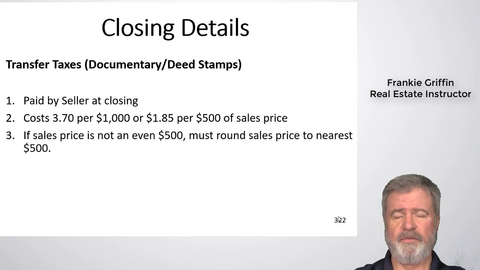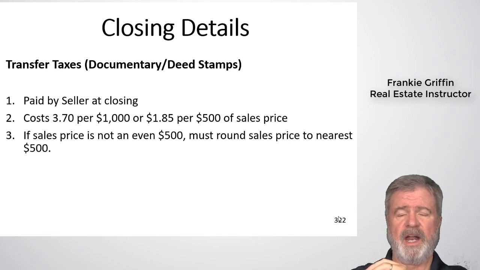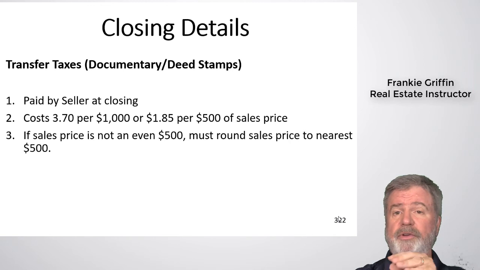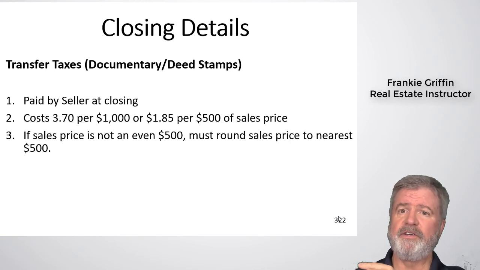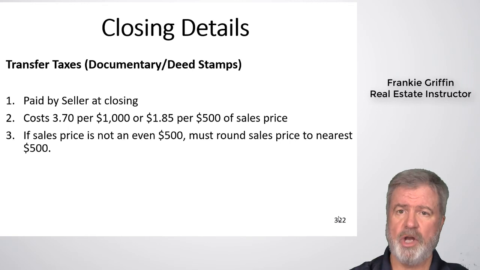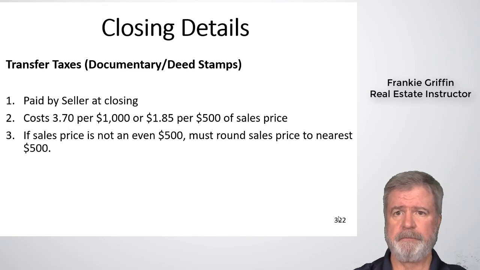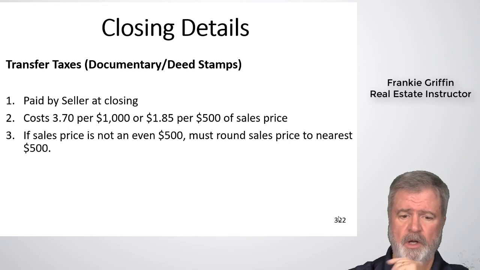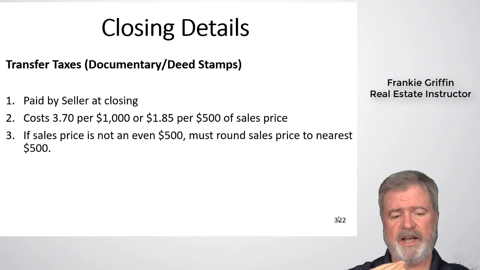Y'all, I'm telling you, you will get a question. You will have to do one of these on the exam. I promise you. And if you don't remember $3.70 per thousand or $1.85 per 500, you will not get the question right, because they're not going to provide that information in the question. That is something you're expected to know as a real estate agent. Memorize it.